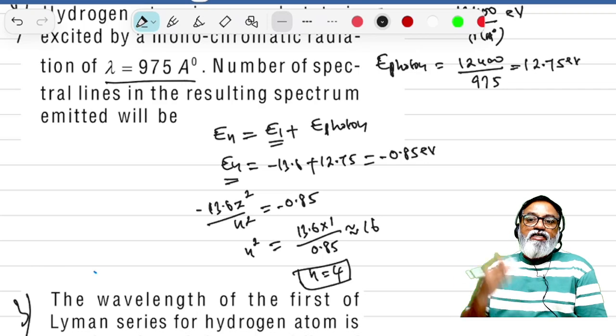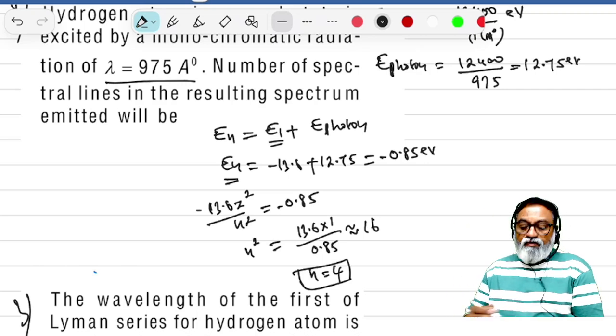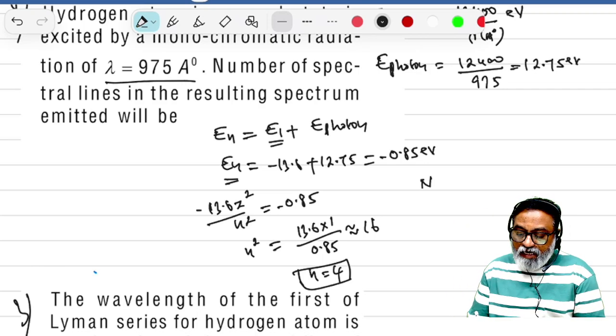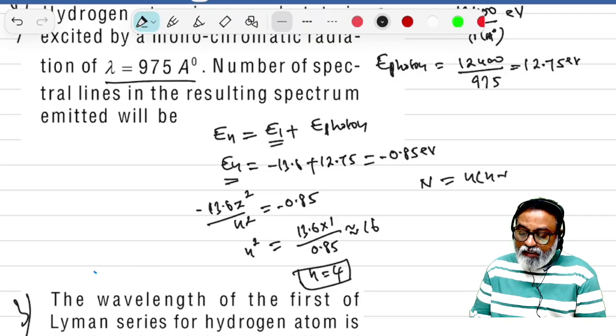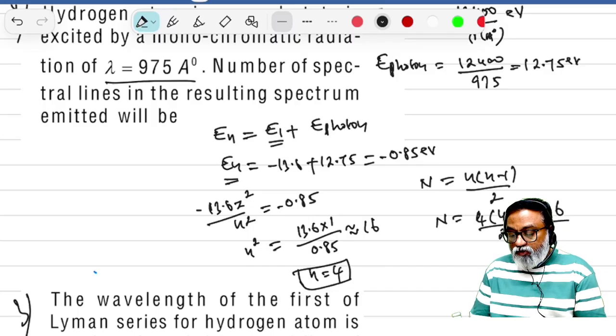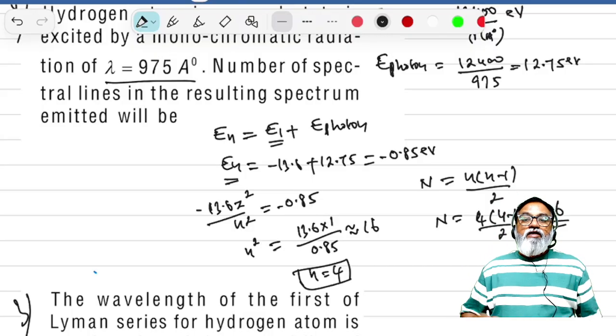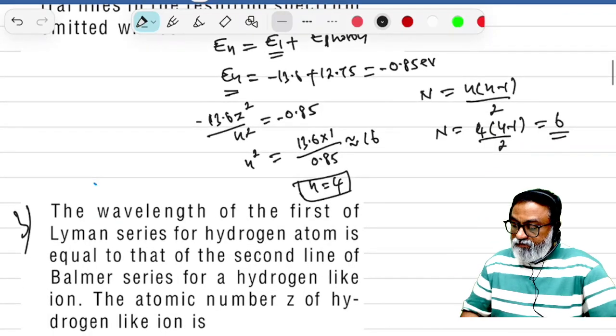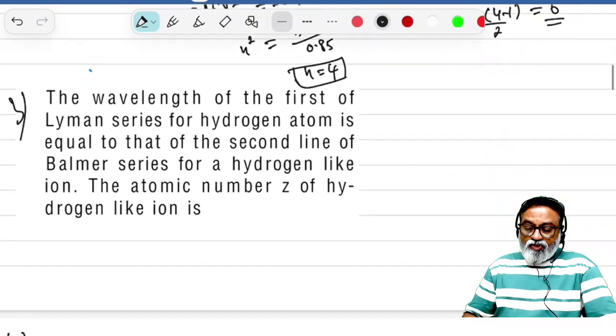During de-excitation from 4 to 1, how many spectral lines are emitted? That is N equal to n into n minus 1 by 2. Therefore, for n equal to 4, 4 into 3 by 2, that is equal to 6. Therefore, the number of spectral lines is 6. Next one.